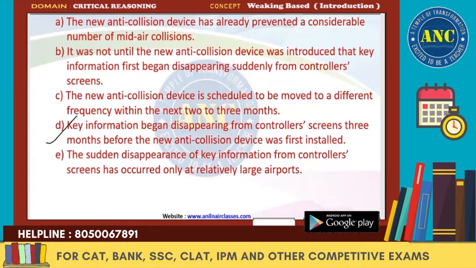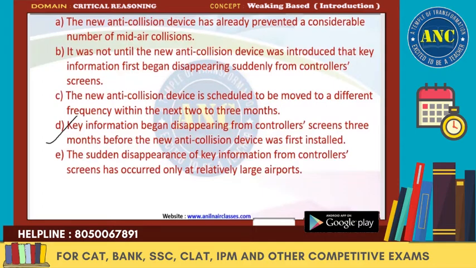Option C. The new anti-collision device is scheduled to be moved to a different frequency within the next 2 to 3 months. Again, this information has no effect on determining if the device causes the information to disappear from the screen because it references an event that has yet to occur.